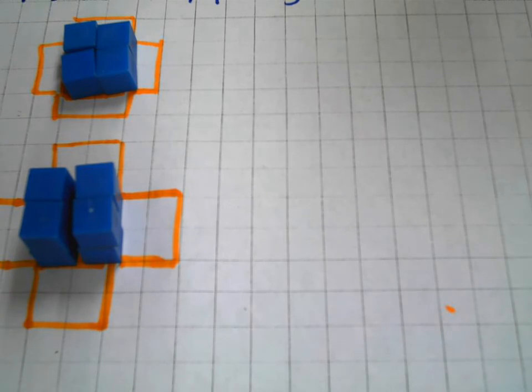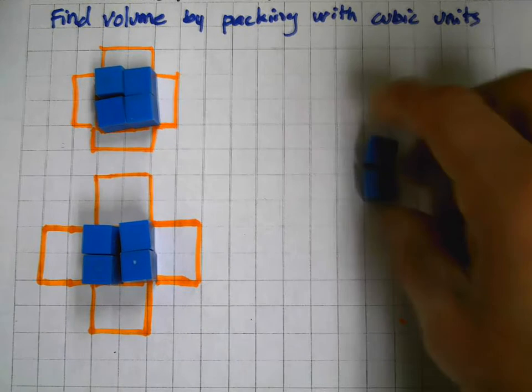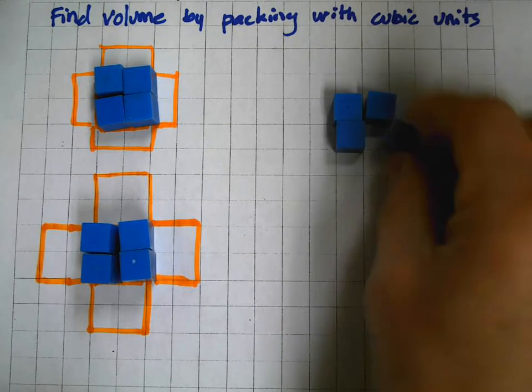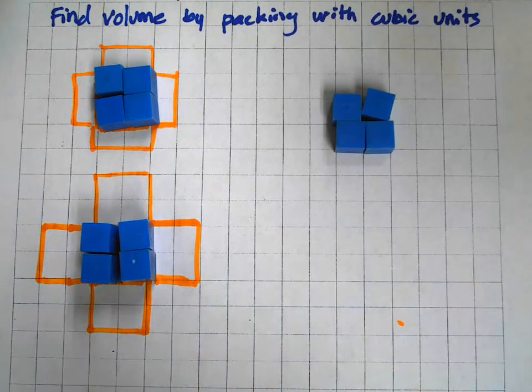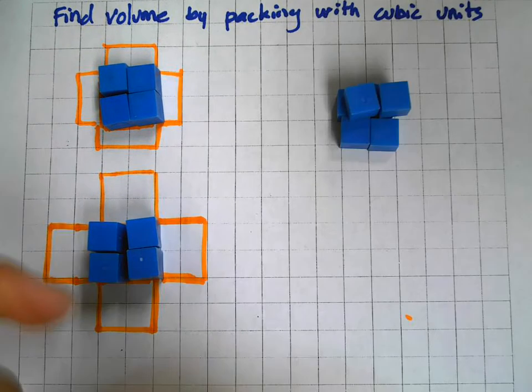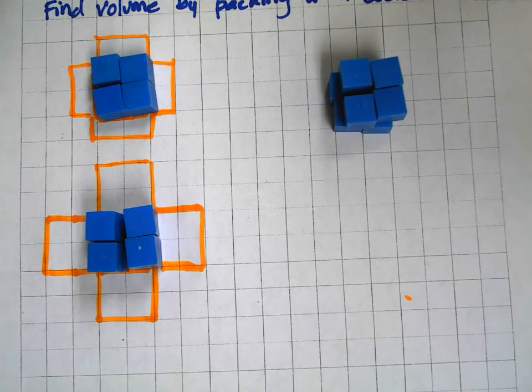Okay, let's create something similar, but this time it's going to be a little higher. So let's do this. Same base. It's going to be 4. But this time you're going to have 3 layers. So let's look at this. That's going to be 2 layers. And now I'm going to need one more.